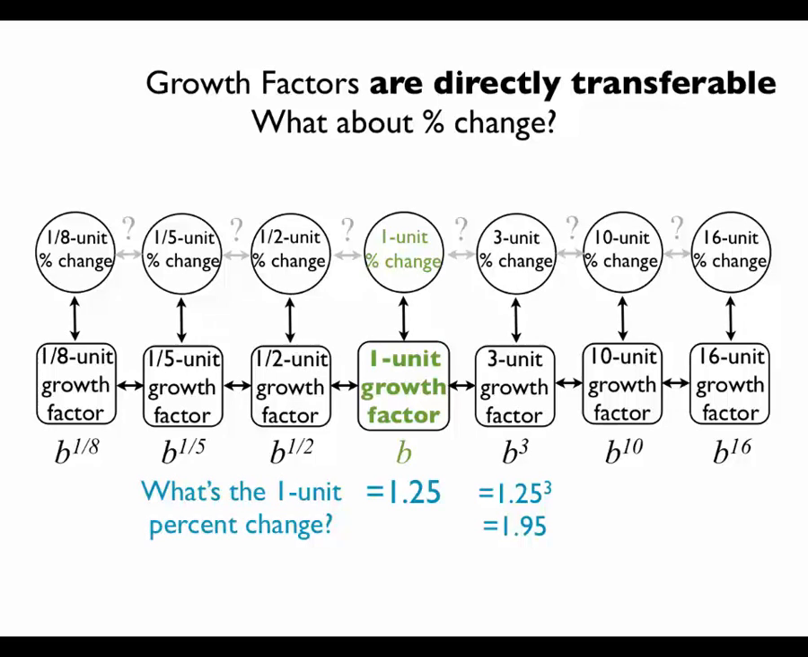Okay? What's the 1 unit percent change then? How about Faisal? What's our 1 unit percent change? 25%. Increase or decrease? It's 1.25, so we're increasing by 25% every time we advance 1 unit. Are we advancing 1 unit in input or output?